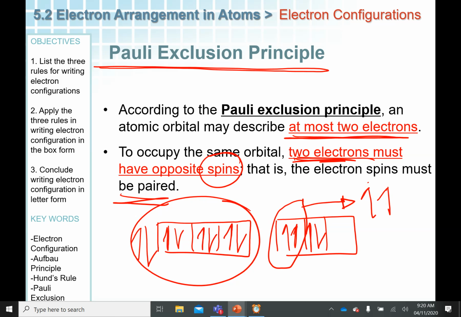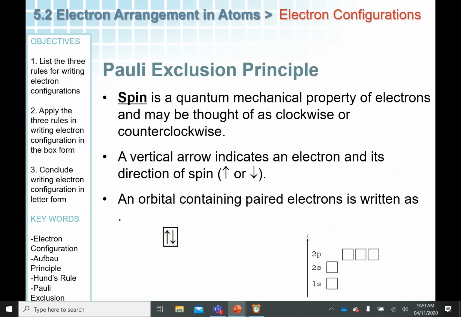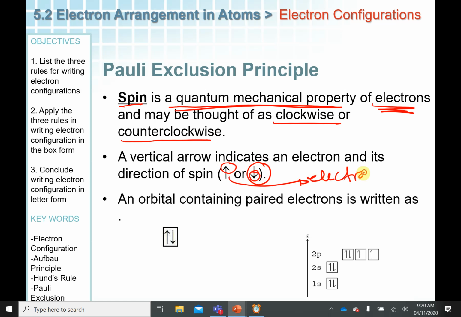Okay, but what is the spin we speak of? Well, the word itself speaks for itself, right? Isn't it clear? A spin is a quantum mechanical property of electrons and may be thought of as clockwise or anti-clockwise or counterclockwise. Okay, so how do we represent a spin? Simply the direction of the arrow represents a spin, and the arrow itself represents an electron.